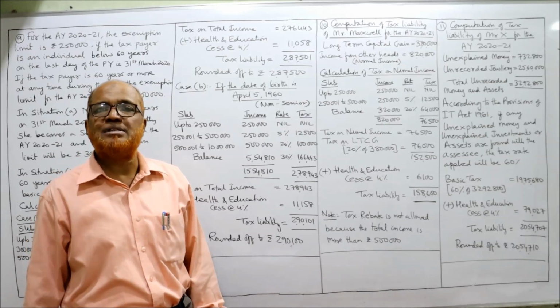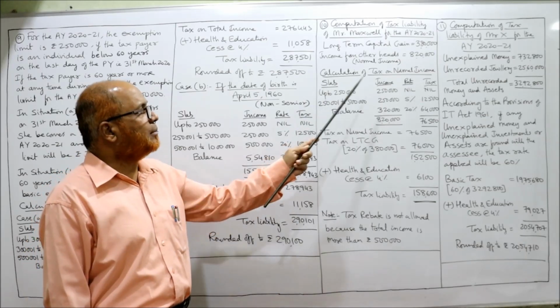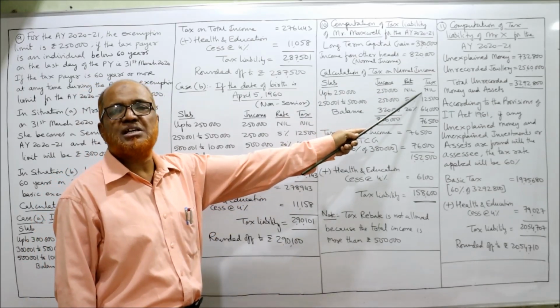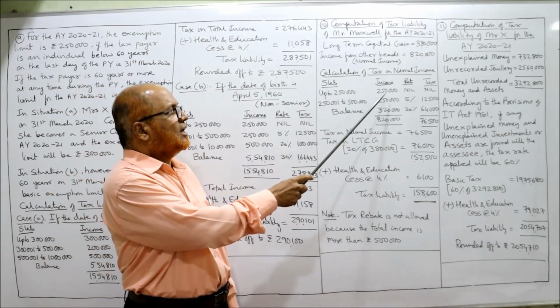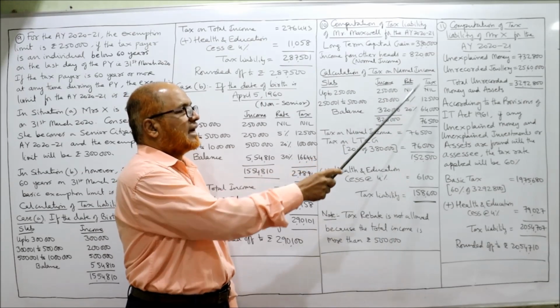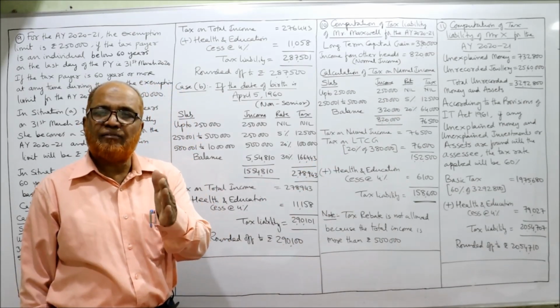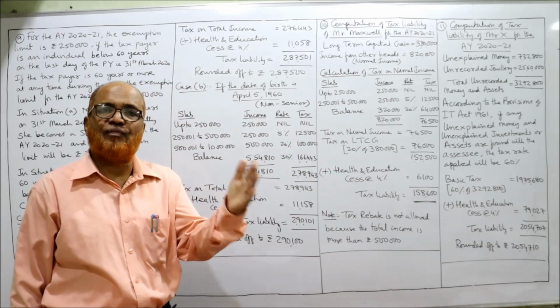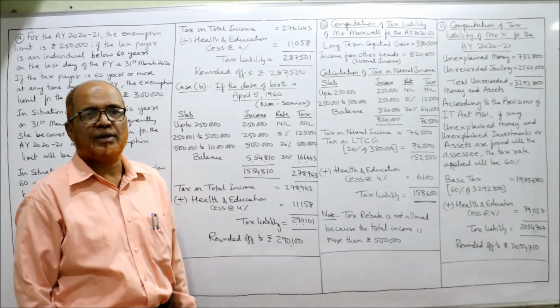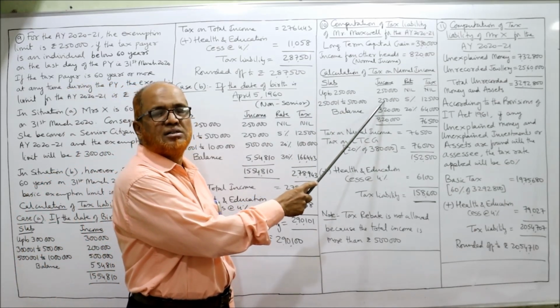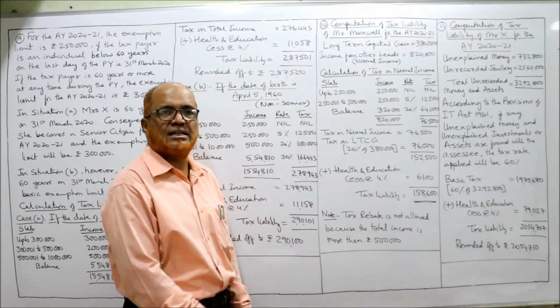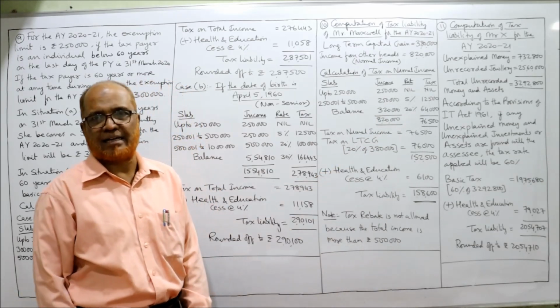On normal income, the slab system will apply. So slab income rate tax. The basic exemption limit is 2,50,000. So up to 2,50,000 income, the rate is nil, tax nil. From 2,50,001 to 5 lakh rupees, 2,50,000 income, 5% is the tax rate, 12,500 is the tax.